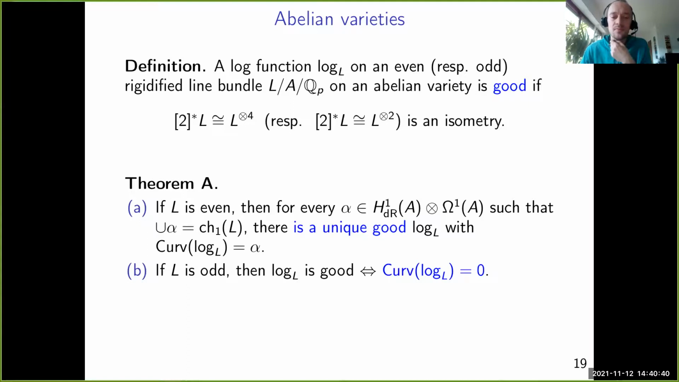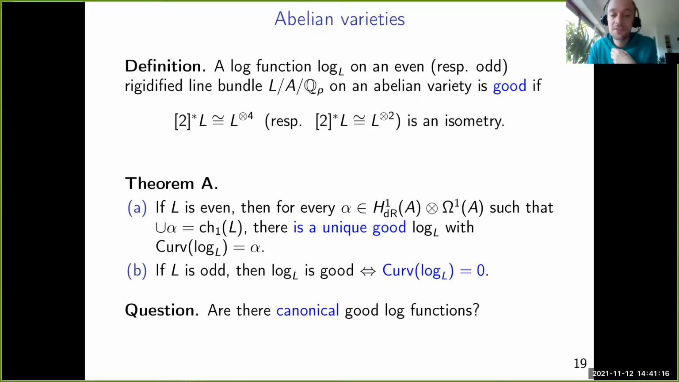Now for odd line bundles, the situation is very different. Namely, if you have a log function, then it is good if and only if its curvature is equal to 0, right? So I mean, L being an odd line bundle, you can take any alpha that cups to 0, but you really need alpha itself to be 0 to get a good log function. But once you do that, then every log function is going to be good. So this notion of goodness doesn't really help us too much if we want to isolate canonical log functions, as we will do now.